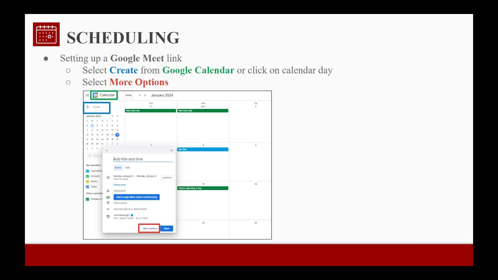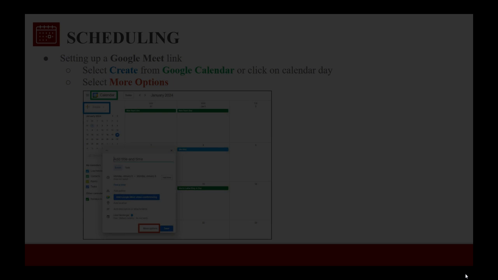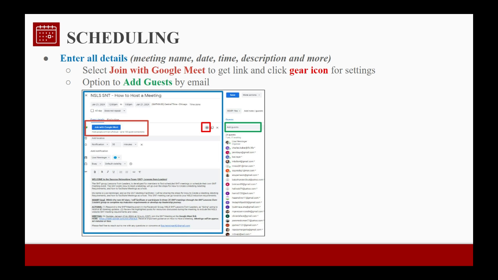To create a Google Meet link, select the Create button from your Google Calendar, or simply click on the calendar day. Select the More Options button to expand the screen. Enter in all of the meeting details, such as name, date, time, and description. Select the Join the Google Meet to create the video link. This will be the one that you want to share and post in your meeting event for others to join.